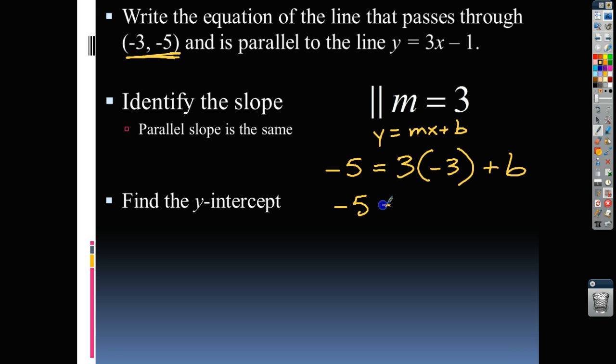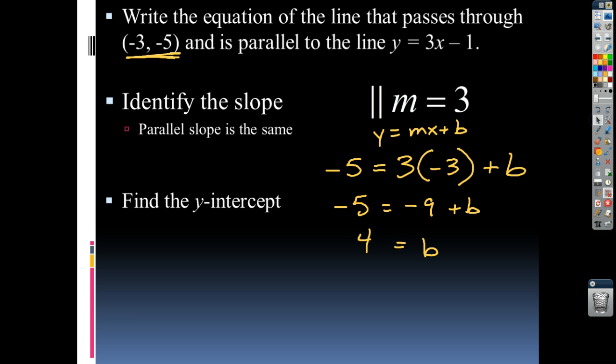Okay, so I get -5 is equal to -9 plus b. I'm going to add 9 to both sides, and I get b is equal to 4. Okay? And then we'll write our equation. We plug it back in, and I get y is equal to 3x plus 4.